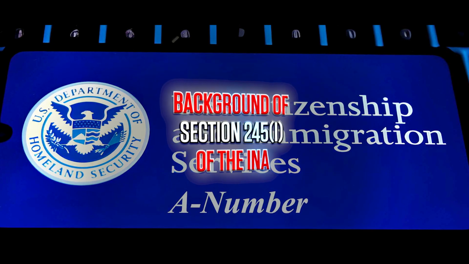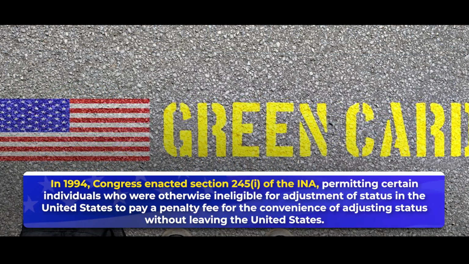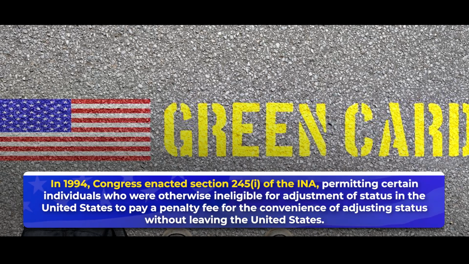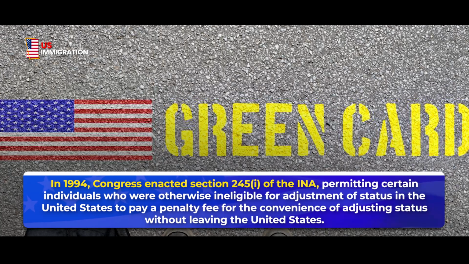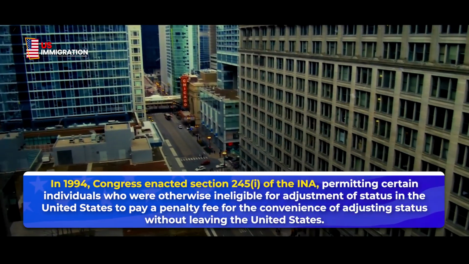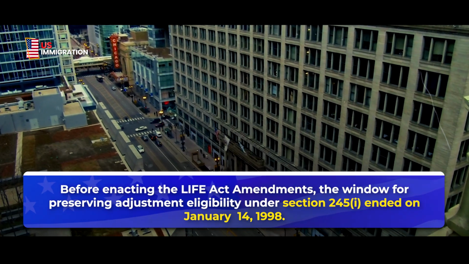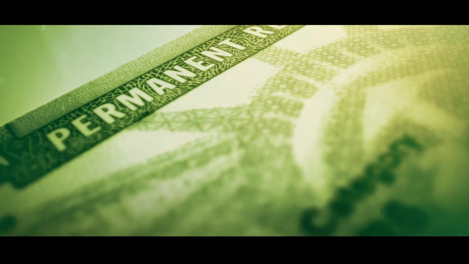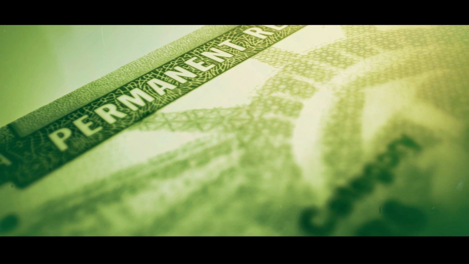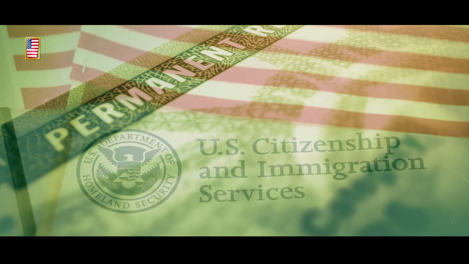Background of Section 245I of the INA. In 1994, Congress enacted Section 245I of the INA, permitting certain individuals who were otherwise ineligible for adjustment of status in the United States to pay a penalty fee for the convenience of adjusting status without leaving the United States. Before enacting the LIFE Act amendments, the window for preserving adjustment eligibility under Section 245I ended on January 14, 1998. After that, only grandfathered individuals, beneficiaries of labor certifications or immigrant visa petitions filed on or before that date, were eligible to adjust status under Section 245I.